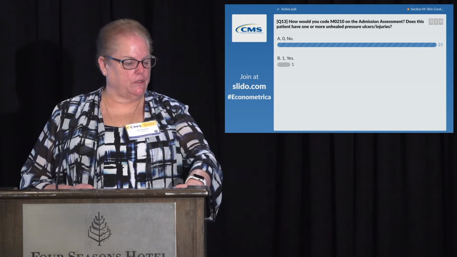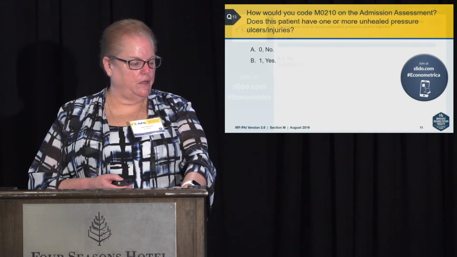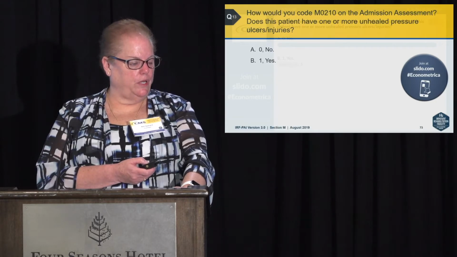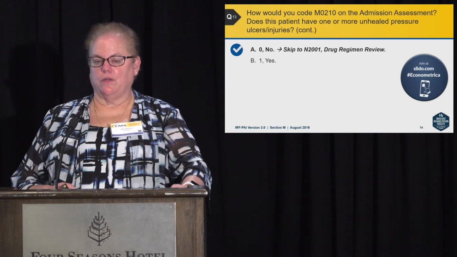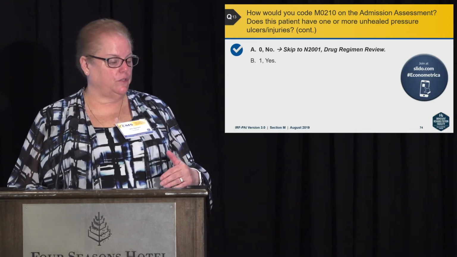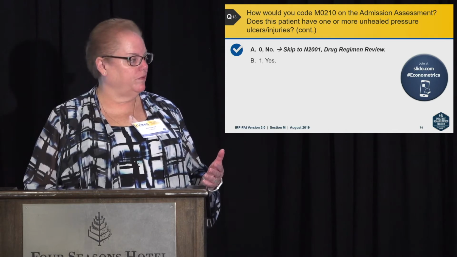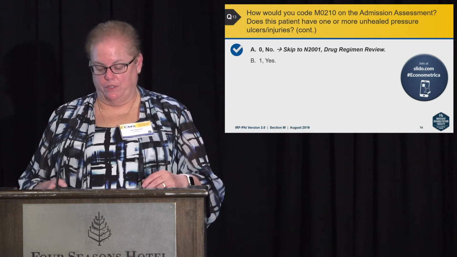So let's go to the answers. Let's see what we said here. Do they have 1 or more unhealed pressure ulcers? And our answer is no. So in this situation, we're done with the skin section, right? And we'd skip right out to N2001, starting the drug regimen review. Because we're saying their skin is intact. So we're done with that.